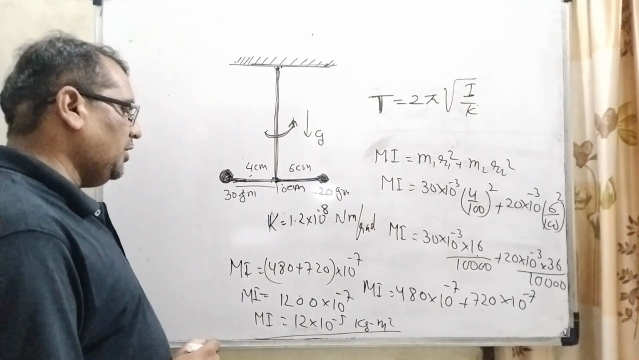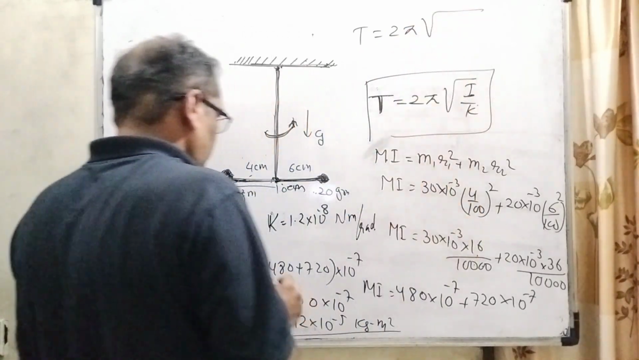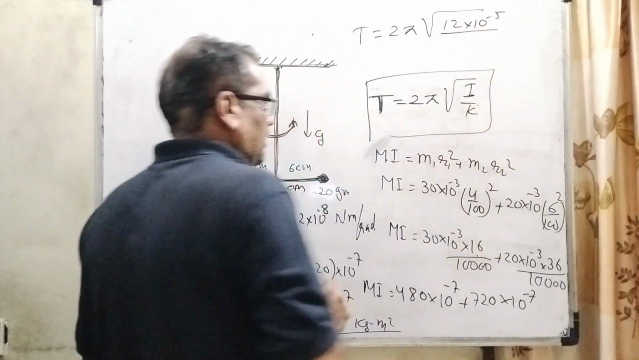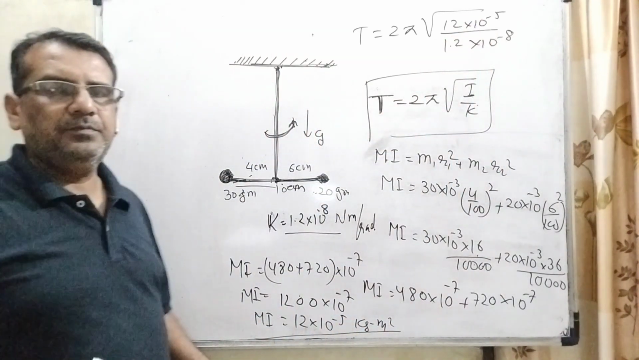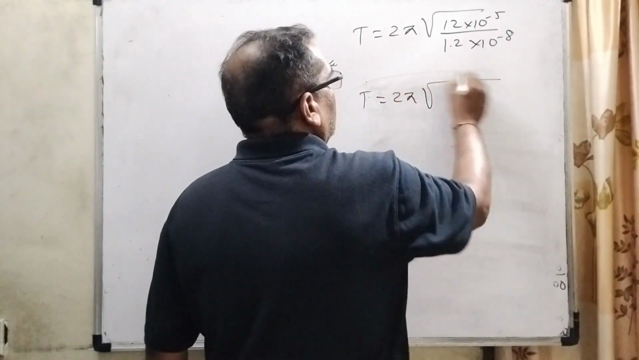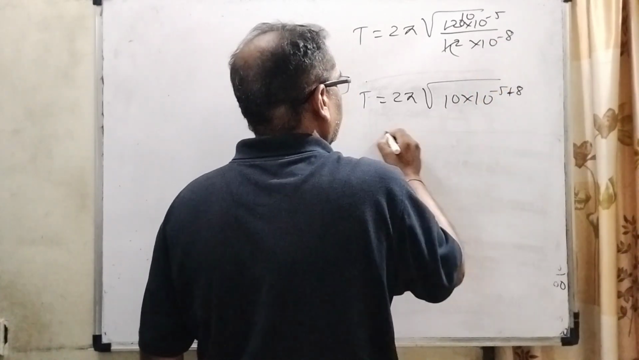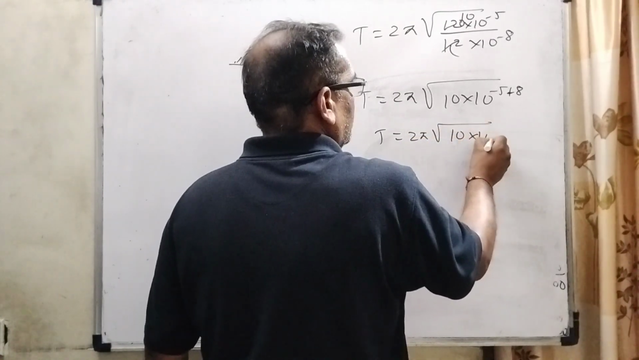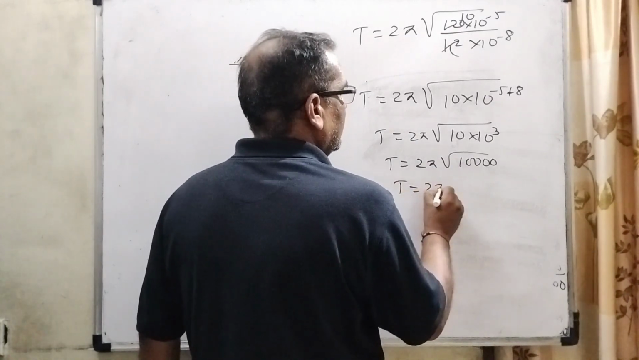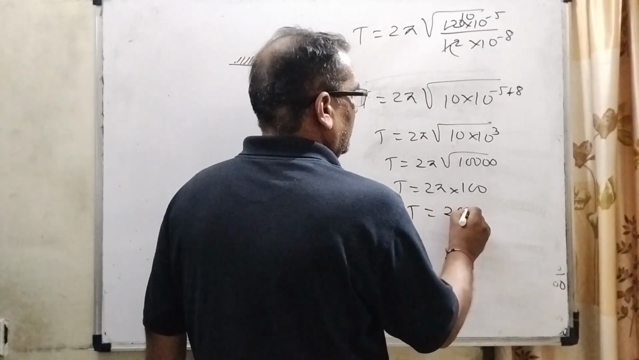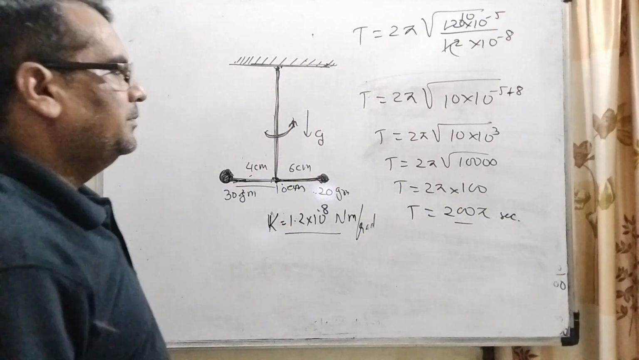Then the moment of inertia can be written as 12 × 10^-5 kilogram meter square. Now we keep this in the formula T = 2π√(I/K). The moment of inertia is 12 × 10^-5 and the value of K is 1.2 × 10^-8. Then T = 2π√(10 × 10^(-5+8)), removing the decimal using 0. So T = 2π√(10^4), that is 10,000, whose root is 100, so T = 200π. The unit is seconds.